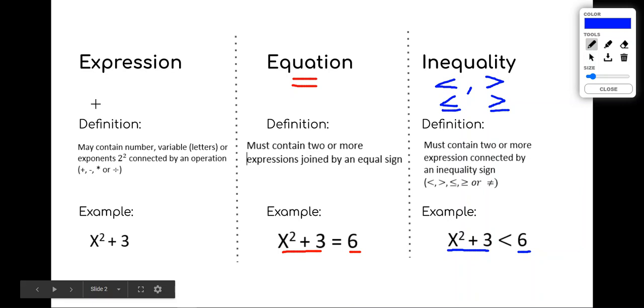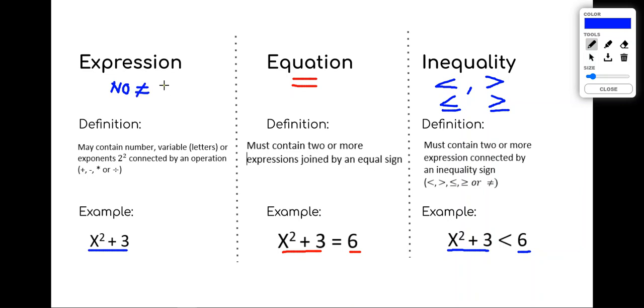So our expression has a single statement, no equal sign, and no inequality symbols. Okay, no symbols like this. Okay, an equation has two expressions with a relationship that's saying they're equal, and an inequality contains an inequality symbol. Okay, let's look at a couple more examples.